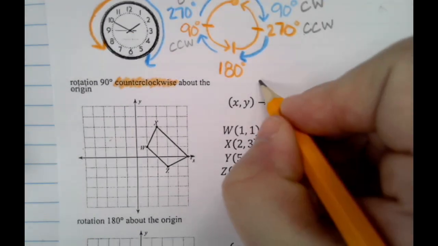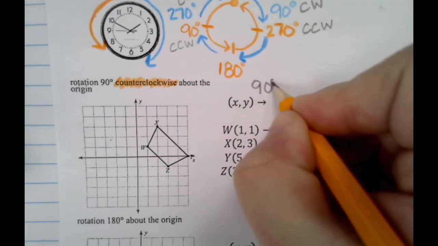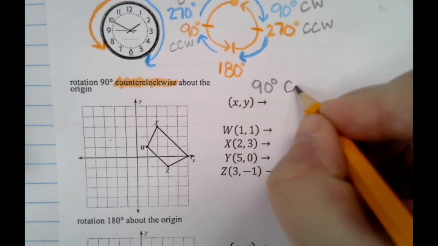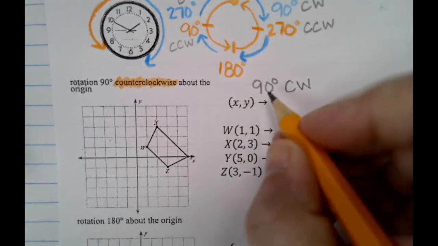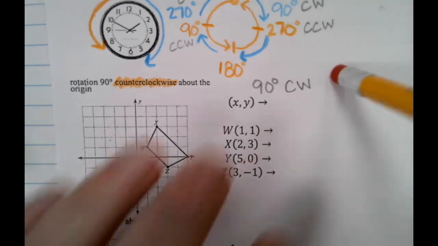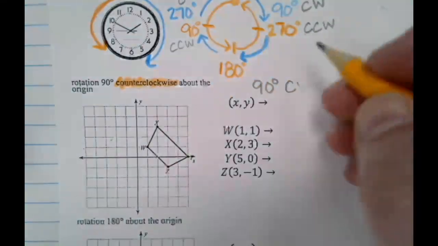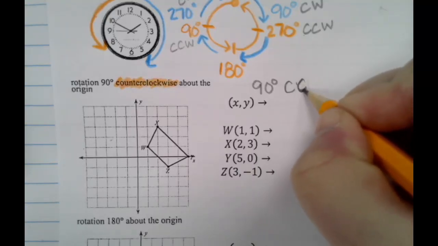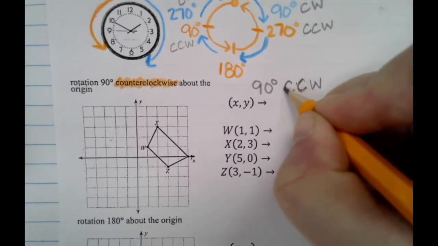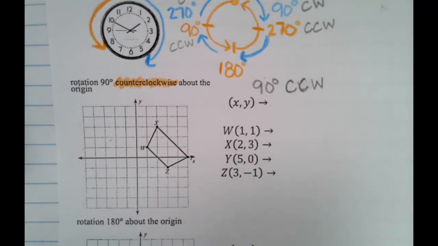Okay, our 90 degrees clockwise. Oh, nope, it was counterclockwise. Miss Morrell. Sorry, this clockwise and counterclockwise business is making me real nervous. All right, 90 degrees counterclockwise.